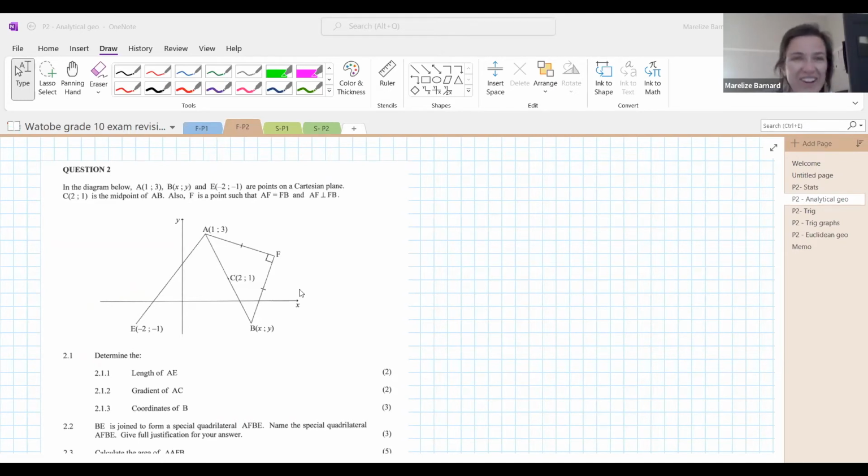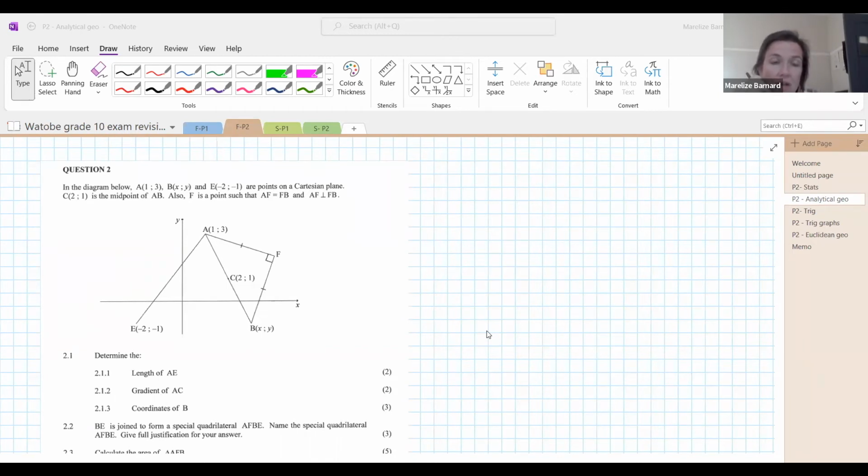Okay, there we go. Thought we lost you guys there for a second. Okay, so what have we got? We've got A, which is 1 and 3, B, unknown coordinates, and E with -2 and -1, and then C is the midpoint of AB.